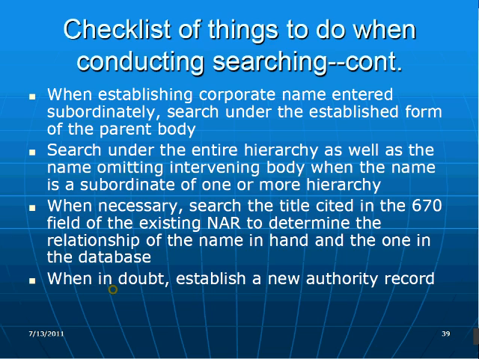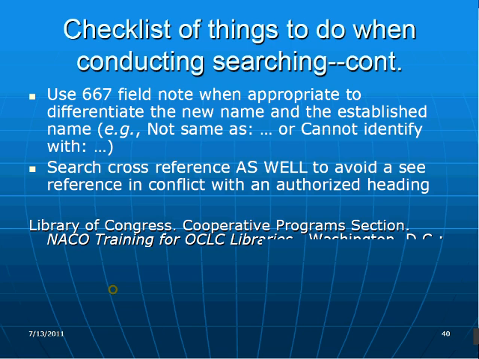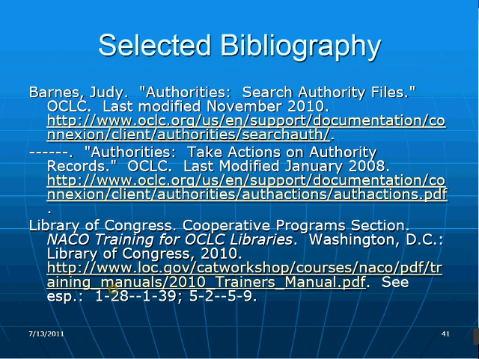When establishing a corporate name entered subordinately, search under the established form of the parent body. Search under the entire hierarchy as well as the name omitting intervening body when the name is a subordinate of one or more hierarchy. When necessary, search the title cited in the 670 field of the existing NAR to determine the relationship of the name in hand and the one in the database. When in doubt, establish a new authority record. Use 667 field note, when appropriate, to differentiate the new name and established name, for example, not same as or cannot identify with. Search cross-references as well to avoid a see reference in conflict with an authorized heading.